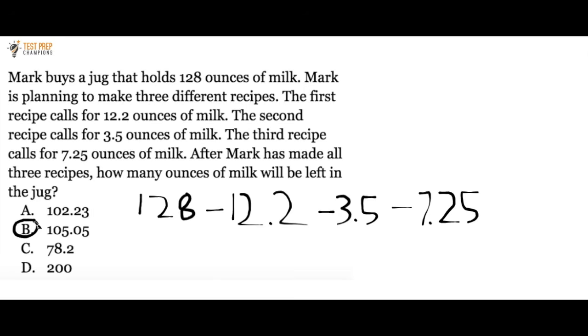Another way to do this would be to first add up 12.2, 3.5, and 7.25, which would give you 22.95. So you could also look at it like 128 minus 22.95. Okay, and you would put this in your calculator and you get the same answer. Okay, so B is the correct answer here.